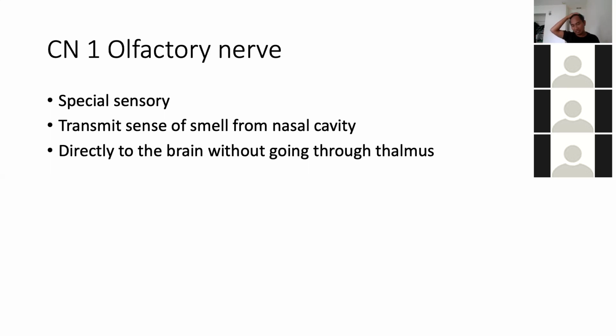crossing the thalamus, because we said all the sensation coming into our body has to go through the thalamus. The thalamus is acting as a switchboard. Anything from outside has to come through the switchboard, which is the thalamus. But the olfactory nerve is too close to the brain. It will go directly to the brain. So the olfactory or first cranial nerve is special sensory, and it is for the smell, and it goes directly to the brain without going through the thalamus.